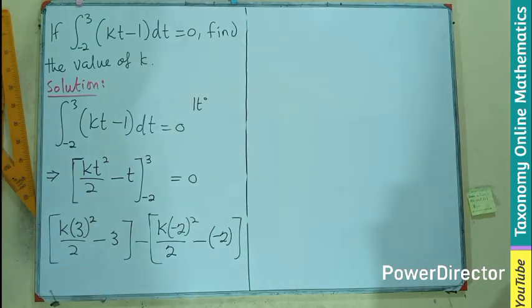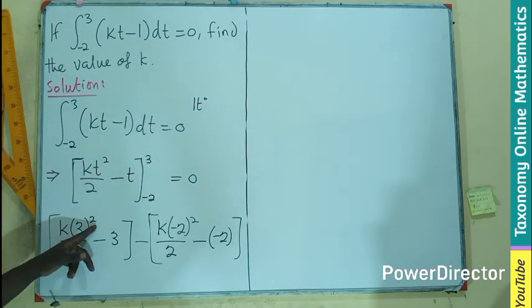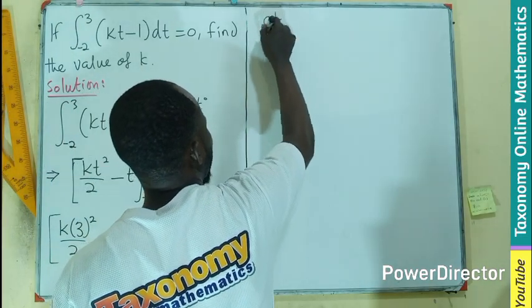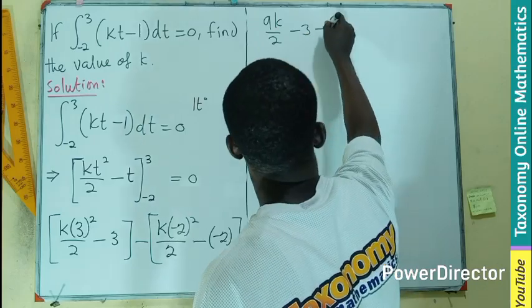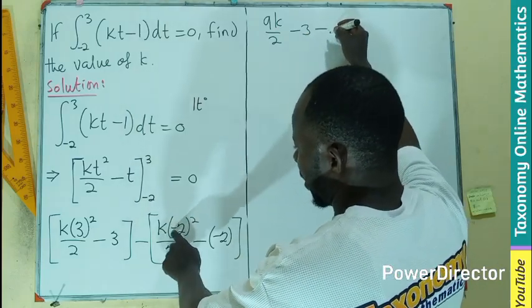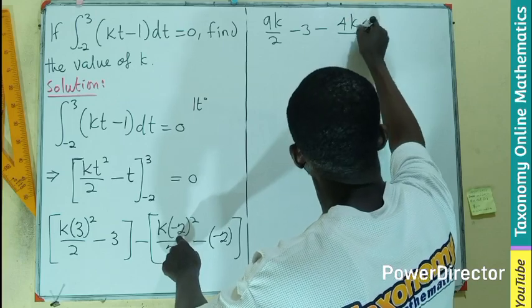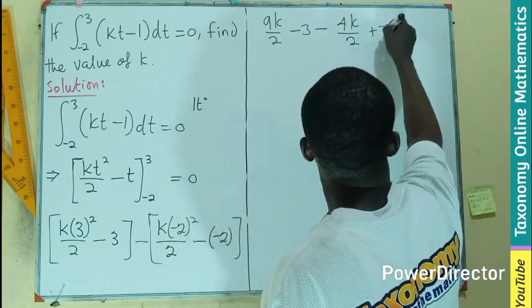I guess that is clear. Replacing the t with the lower limit and the what? Upper limit. Here will be 9 divided by 2 times k. So I have 9k divided by 2 minus 3 minus. This will also be -2 times -2, 4k divided by 2, negative plus 2.